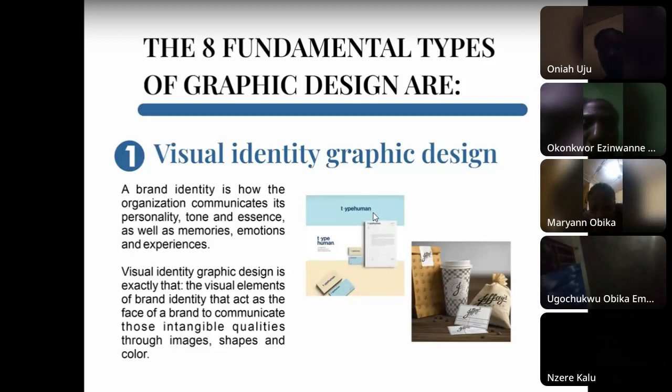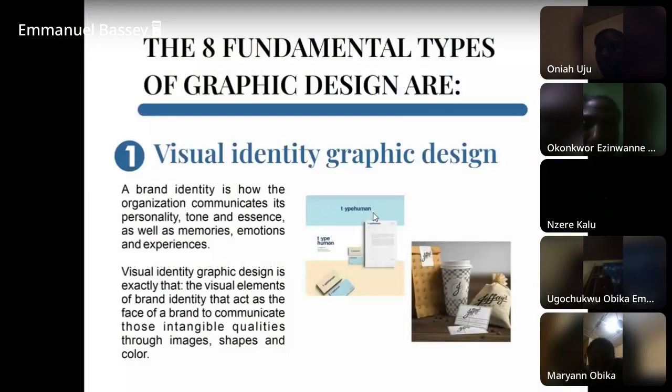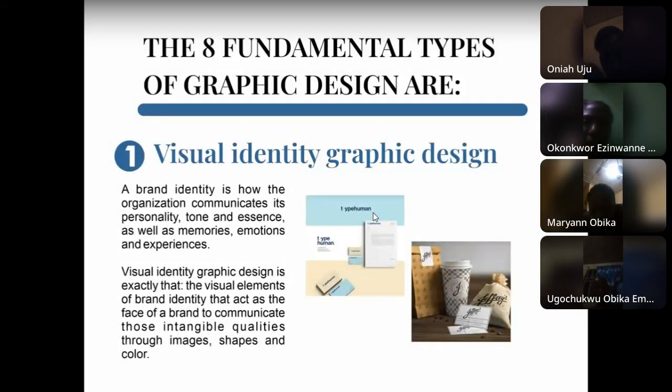Example has to do with MTN. All these big brands we are having, MTN, Glo, they have a brand identity that whenever you see the MTN logo, you will know. Whenever you see the MTN color, you will know. MTN is identified with yellow color. Glo is identified with green color. So that has to do with what we call visual identity graphics design.